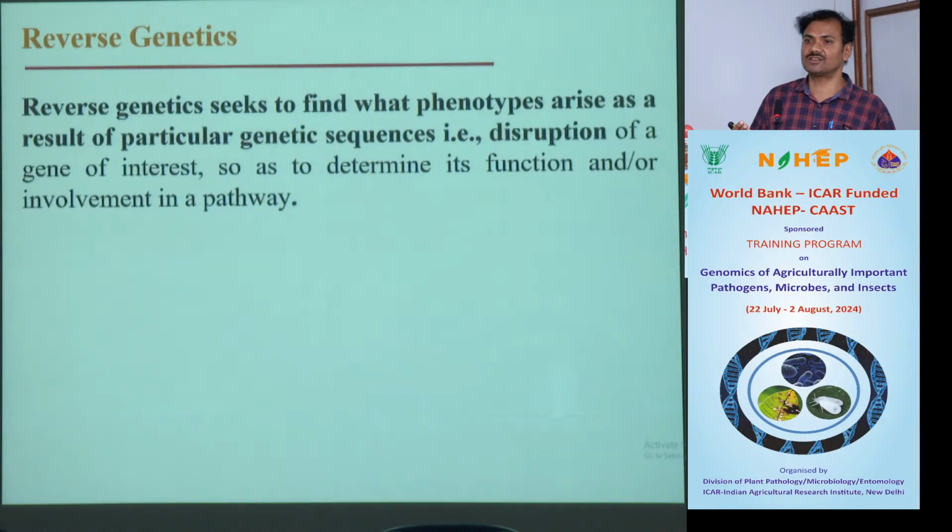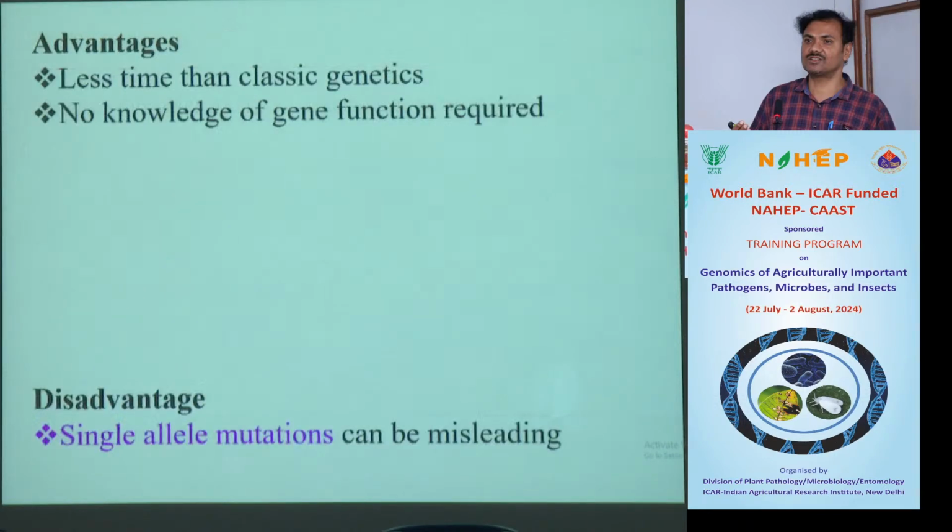In reverse genetics, as I already told, you know the gene and you try to mutate it, either by silencing or editing. Various approaches are there, which I will tell very briefly. Then you develop that mutant and see the phenotype: whether the mutant is able to sporulate, to produce conidia, whether it is causing disease or infection or not. So you are studying the phenotype, from the genotype to the phenotype.